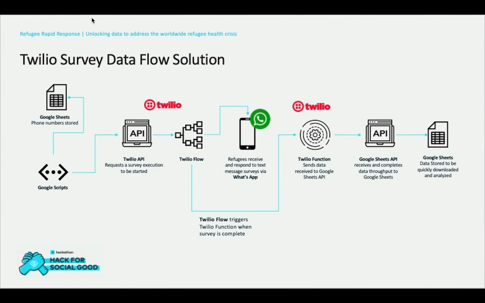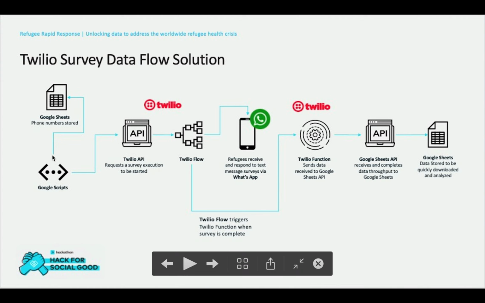In this video, we'll be looking at the overall architecture of the Rapid Response Project. In previous videos, we've talked specifically about this part of the architecture, namely the Google script, which was responsible for initiating the surveys, and the Google Sheets, which stores the participant's number.